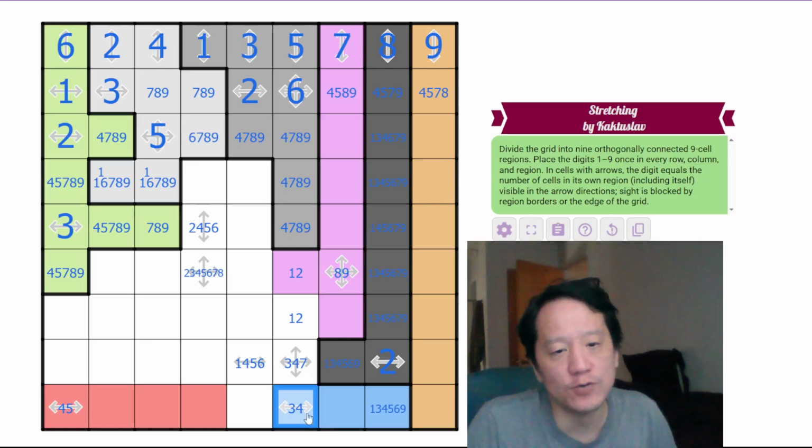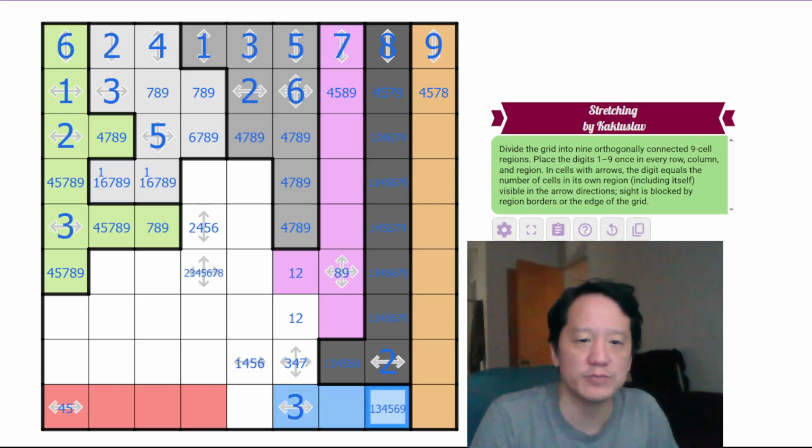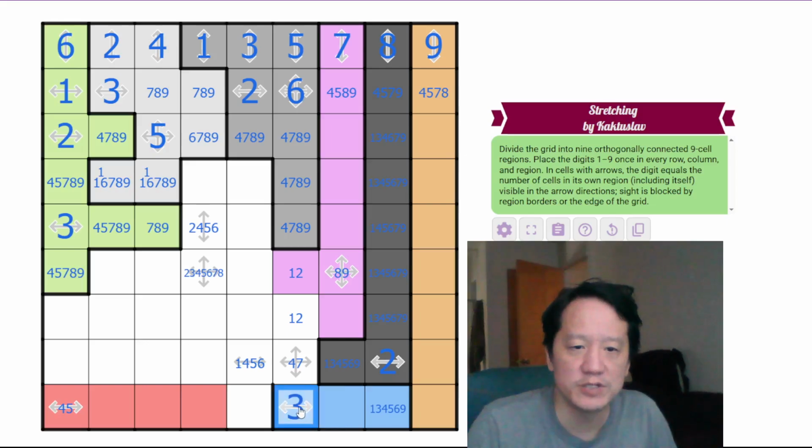This cannot be 4. If this is 4, that would force this to be 5. And this would then see 5 cells here. This could only see 3 if that's the case. So this can't be 4. This is guaranteed to be 3, which means this can't be 3 here. That means we have a boundary here. So this must be blue going that way. This obviously can't be 3, so this can't be 3 there.